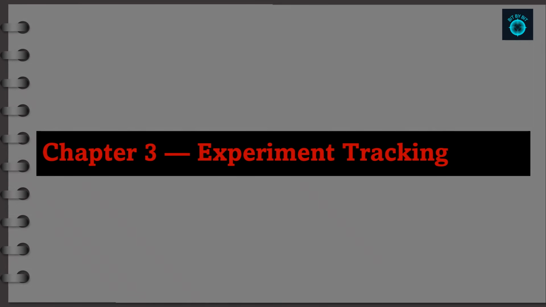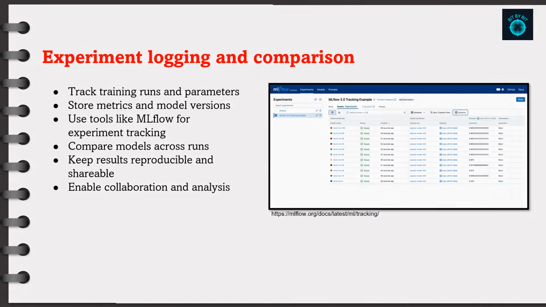Chapter 3: Experiment Tracking. Experiment logging and comparison. In real-world machine learning projects, you often run dozens, sometimes hundreds, of experiments. Each experiment might use a slightly different dataset split, model configuration, or hyperparameter setting. Without proper tracking, it becomes impossible to remember which run produced the best result.